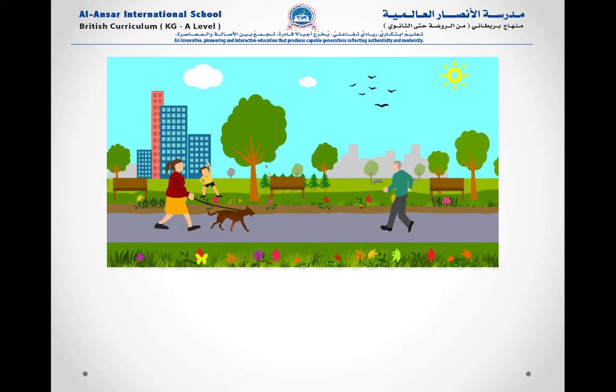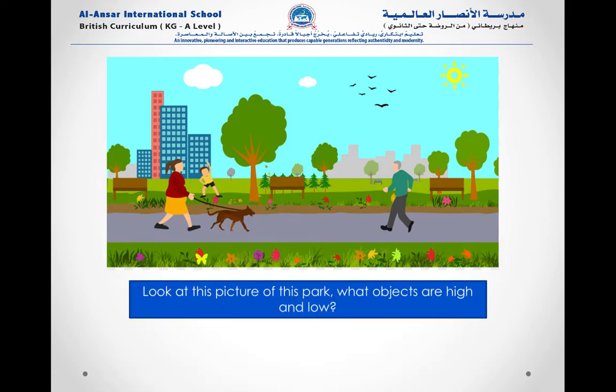Now, I want you to look at the following picture and you are going to answer some questions about it. So look at this picture of the park. What objects are high and low? Amazing. The cloud is nice and high. The birds are high up. The sun is high up. And what is low down? Good job. The people are low down. The grass is low down and the dog is low down. So if you know other options, you can write them down.